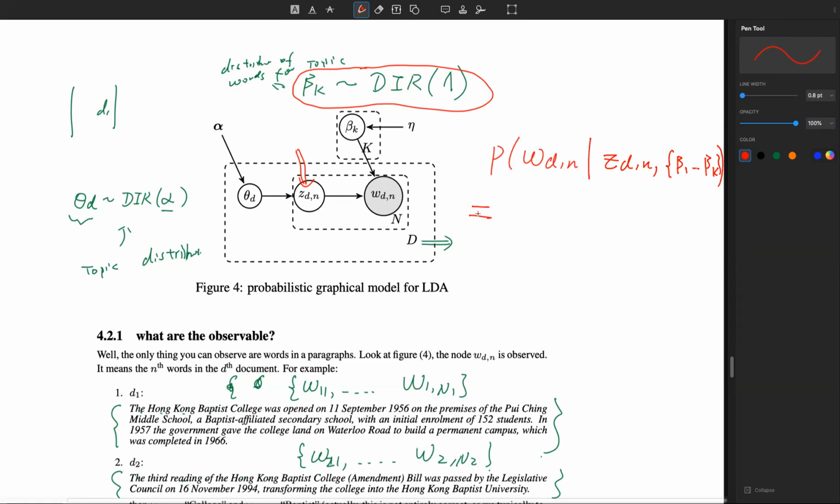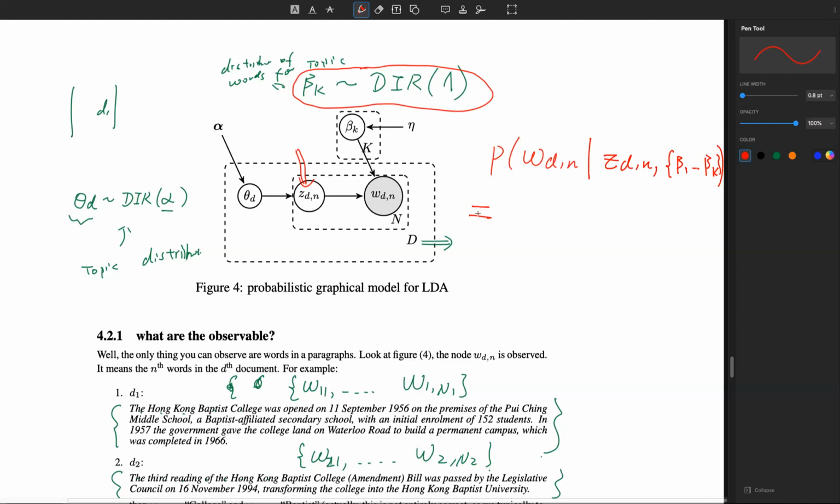Anyone have an answer? Or what's the parameter? So multinomial distribution must input a probability as its parameter. Right. So which one?